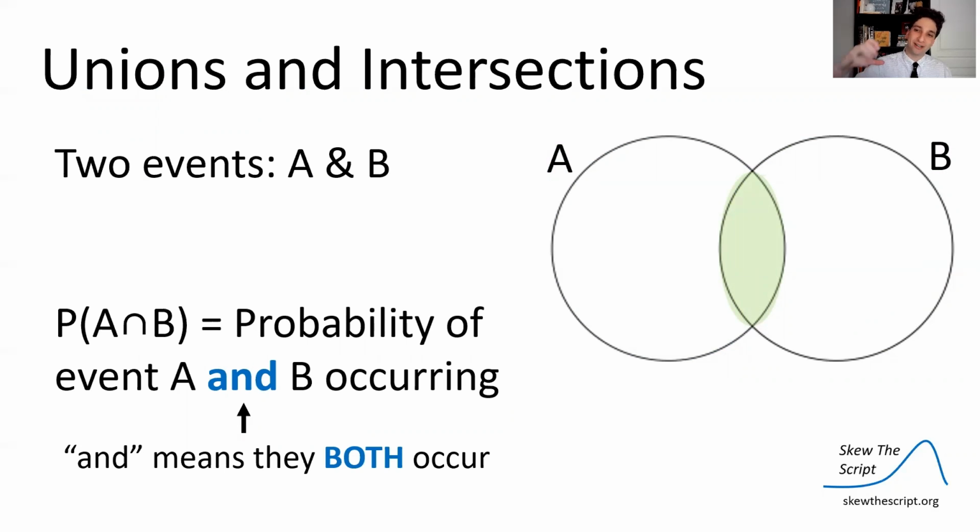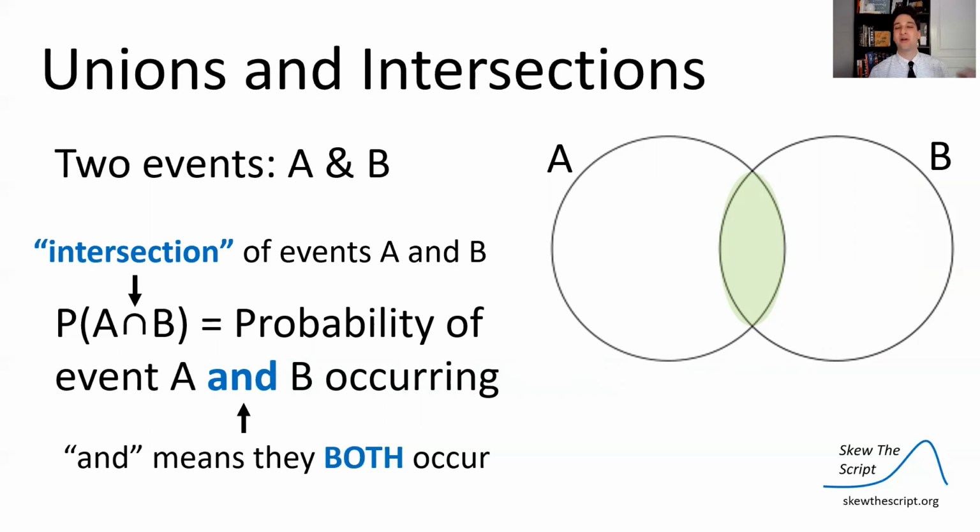This is a new symbol here. The upside down U is AND. That's the probability that events A and B occur. And there's a very specific definition for AND in probability. AND means both. AND means they both occur. And this is called the intersection of events A and B. You'll notice on the Venn diagram, it is where the two intersect, where they both occur.